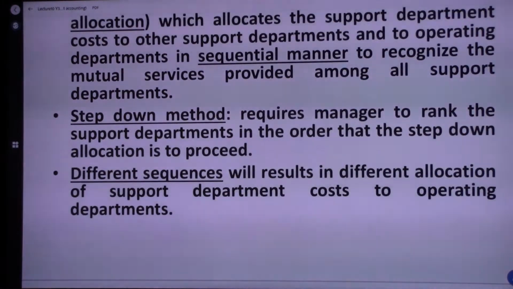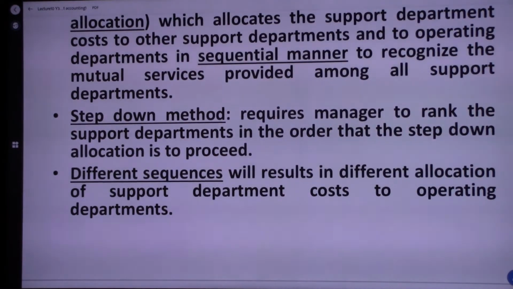To be able to solve a step-down method, I should determine for you first the allocation base, how the cost will be allocated from supporting department to operating department. Which supporting department will be allocated first? So I should determine to you first which department should be allocated first, and the allocation percentage, how the amount will be allocated from supporting department to operating department.